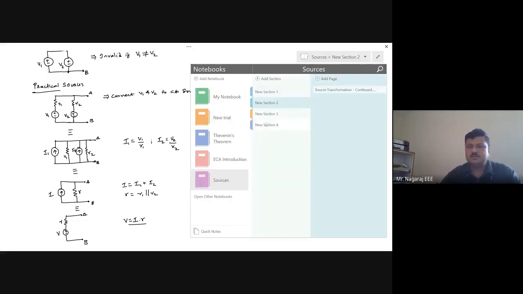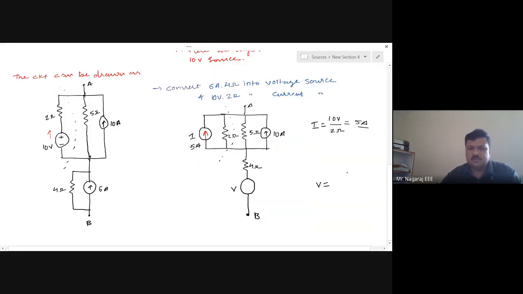So in this circuit, V is equals to 6 amperes multiplied by 4 ohms. So this voltage V is equals to 24 volts. And direction or polarity of the source is along the direction of current arrow. The arrow mark of the current source is upward, therefore positive sign will come upward, negative sign will come downward. So this is the equivalent of this current source, and 5 ampere 2 ohms is equivalent of this voltage source.